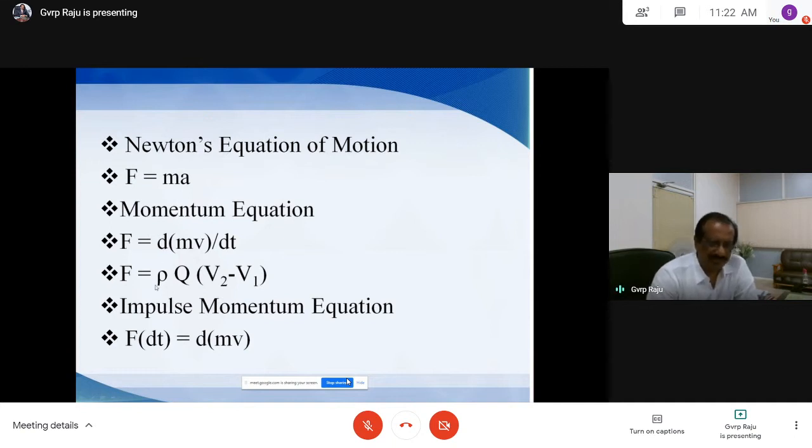So this is also equal to rho q. Rho means mass density and q is discharge, into v2 minus v1. The quantity is assumed constant and velocities are changed. So this is the general form. More generally, we can write the momentum equation: F is equal to rho q, v2 minus v1. So v2 is the velocity at section 2 and v1 is the velocity at section 1. Rho is the mass density and q is the discharge.